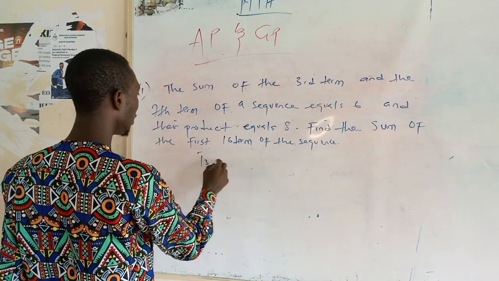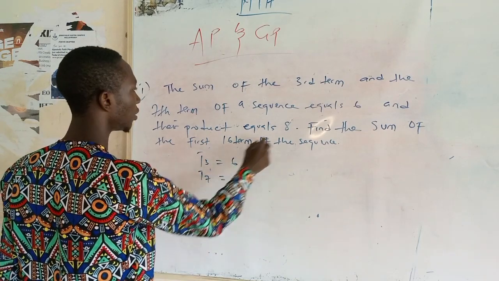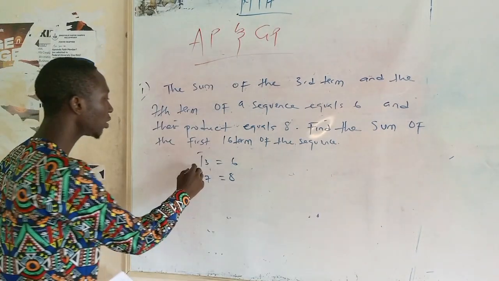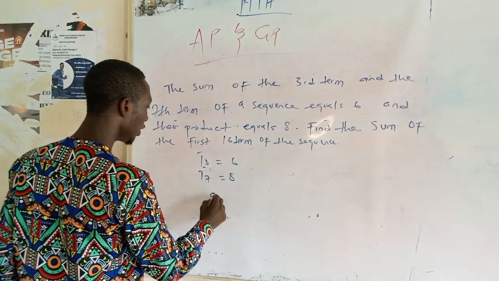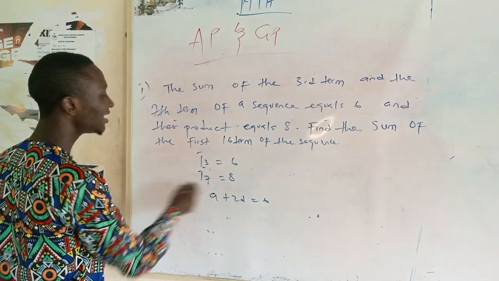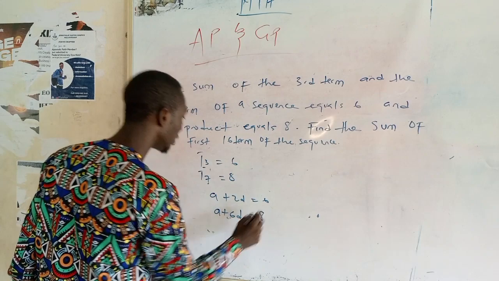T3 is 6, and our seventh term, T7, is 8. Now I told you that for an unknown term, the third term will be A plus 2D. So therefore A plus 2D is 6. Then the seventh term will be A plus 6D equals 8.